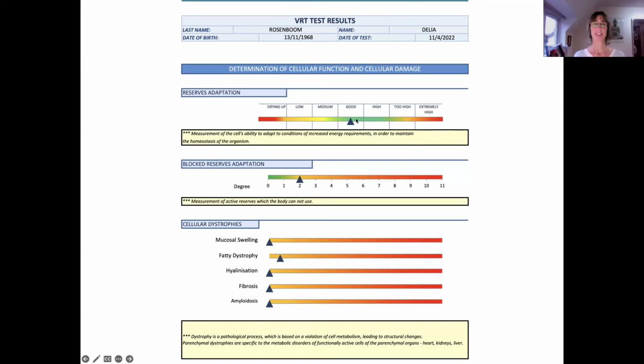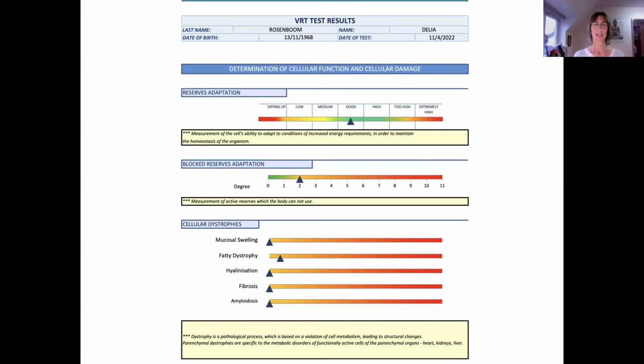So this gives us some readings about the cell's ability to adapt, about the energy that is there in the cells available to it. And then we have blocked reserves adaptation, which again looks at the energy that our cells have, but there's a block in the way, so the body can't use that energy. And we want as little block as possible, so we want the arrow to be down here.